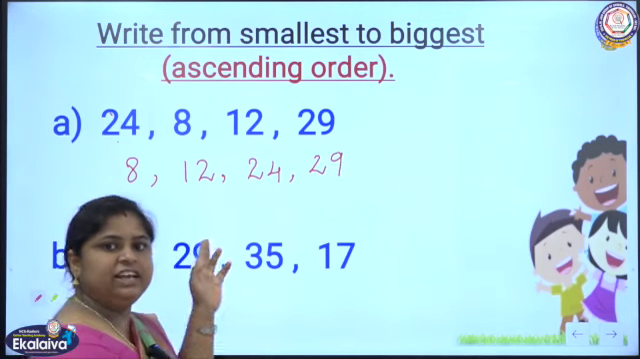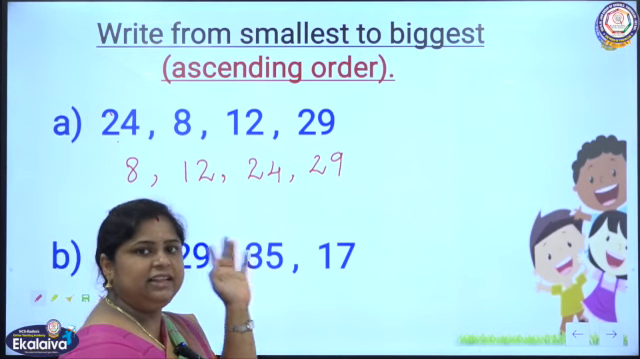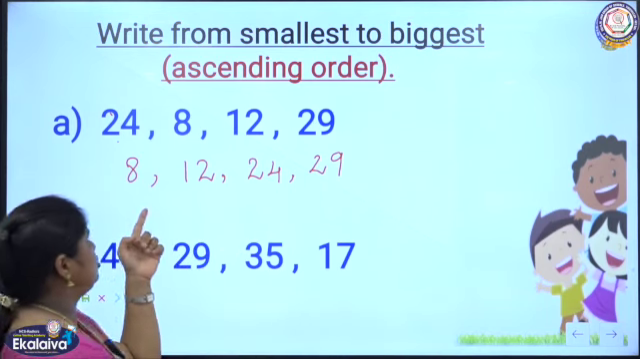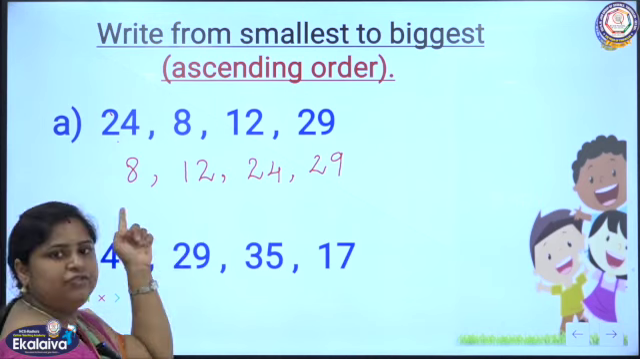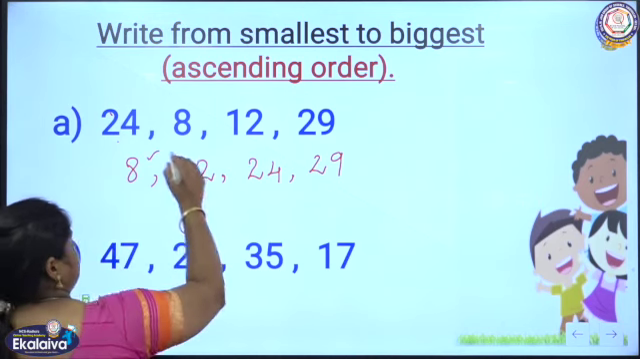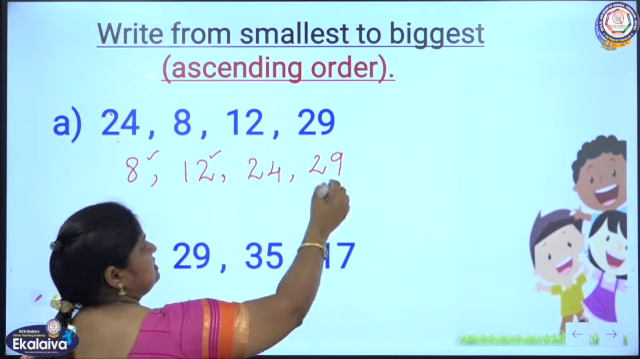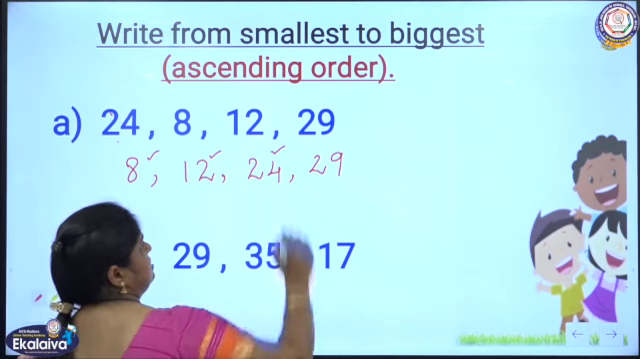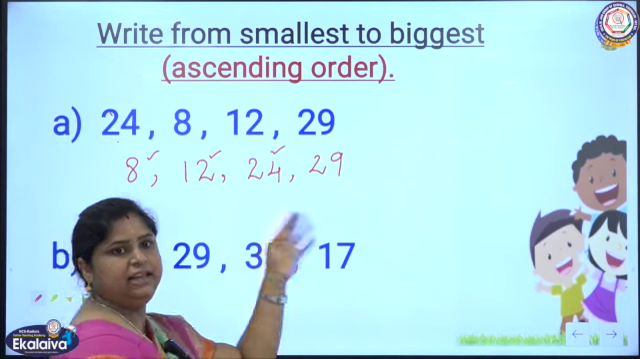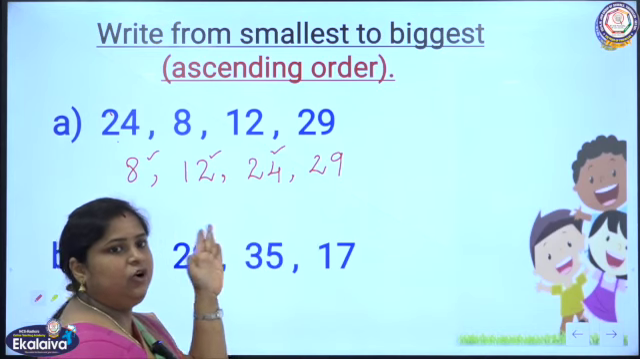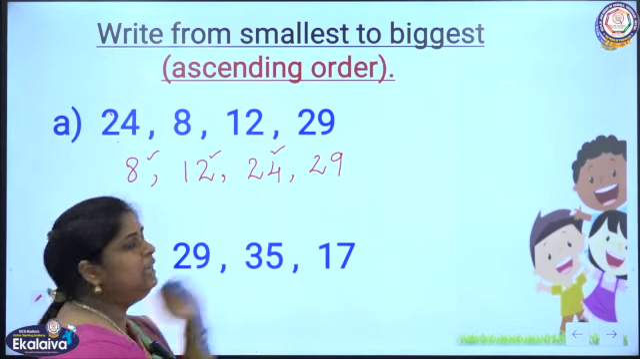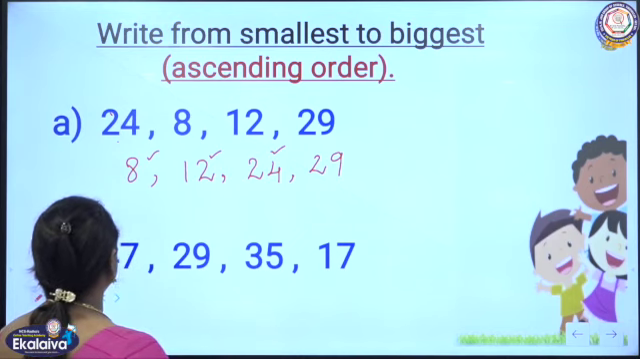Shall we check whether we have arranged in the ascending order? Let us check. 8 is less than 12, isn't it? Yes. 12 is less than 24. Yes. 24 is less than 29. Yes. So, we have arranged the numbers in the ascending order from the smallest to the biggest.